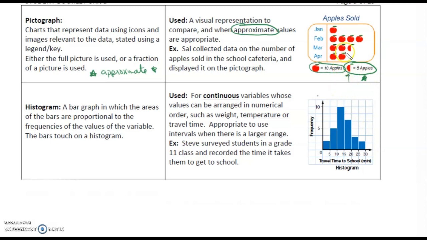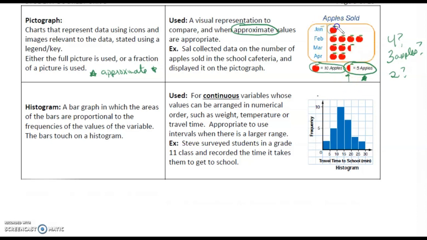I like that because a lot of times pictographs don't actually include this. So instead, you're kind of guessing, is it a third of the apple? Is it 3 apples? Or is it 2 apples? Or is it 4 apples? You're sitting there guessing. But I like this. It was either 10 or 5.